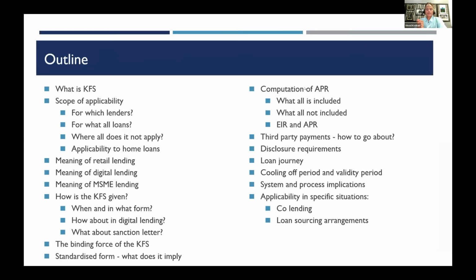Right, so let's get started. This is what we're going to do today. We'll start with what is KFS. We'll talk about the scope of applicability. When we talk about scope, we'll talk about which lenders are covered by it, for what kind of loans it applies, and where, of course, it does not apply. And quite a complicated question, seemingly, is it applicable to home loans as well? Because there is a similar requirement of most important terms and conditions, so-called MITC, in case of home loans already. So is it intended to be applicable to home loans too?